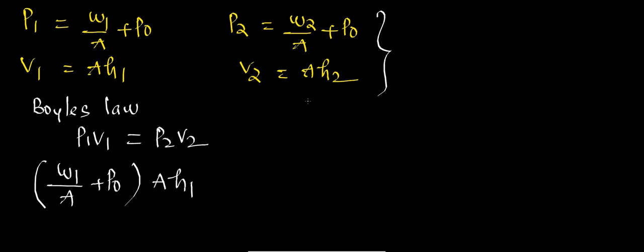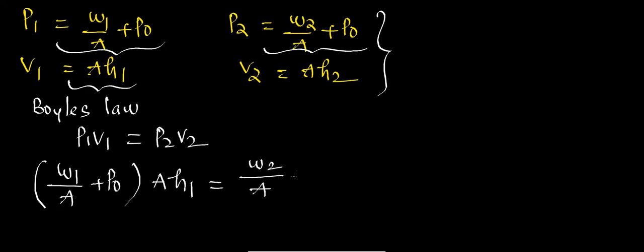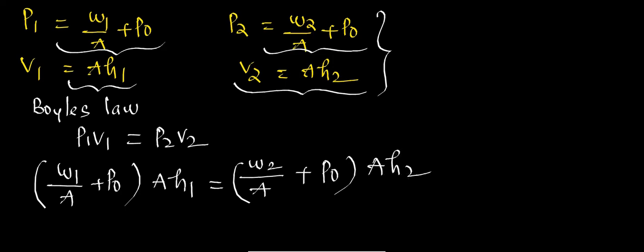What is the P1 value? This is the pressure in the first case. Substitute. What is V1? A into H1. Substitute. Now the right side, P2. What is P2? This is the value of P2: W2 by A plus P naught. And what is the volume in the second case? It is A into H2. Does anything get cancelled? A gets cancelled.